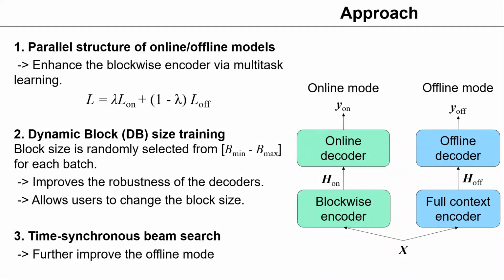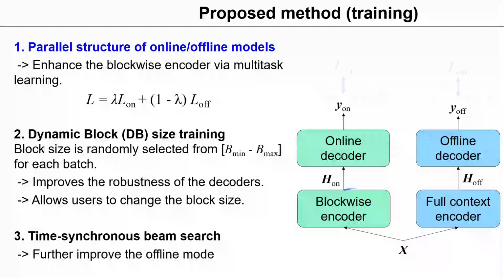This page shows the overview of the proposed method. It consists of a blockwise encoder and the online transducer decoder, as shown in green for the online mode, and the full context encoder and the full context offline transducer decoder for the offline mode, as shown in blue. To exploit the advantages of both the blockwise encoder and the full context encoder, the hidden state vectors generated by the blockwise and the full context encoders are concatenated and fed into the offline transducer decoder. This model is trained with multitask learning using this equation, a weighted sum of the online loss and the offline loss with the training weight lambda.